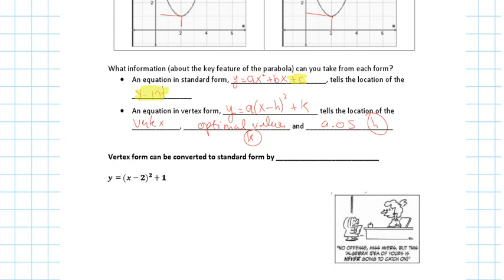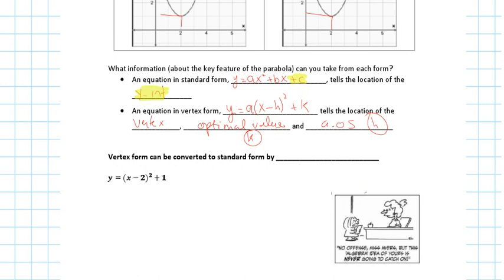Now, what's the process of going from vertex form to standard form? The good thing is we don't go backward in this course. We don't go from standard to vertex. The U level math goes from standard to vertex, which is a much harder process than going from vertex to standard. For us here, we only go from vertex to standard.